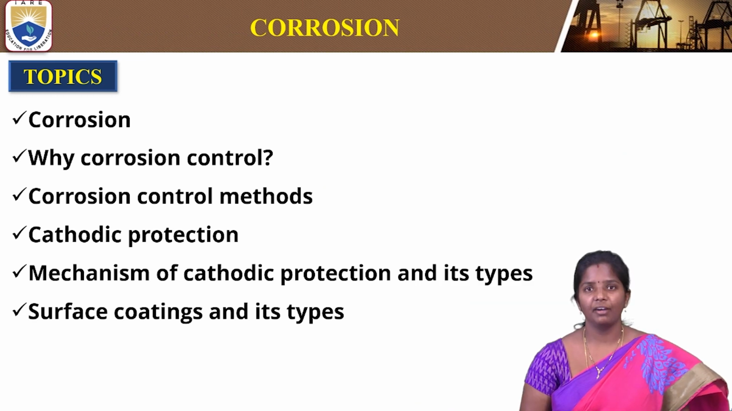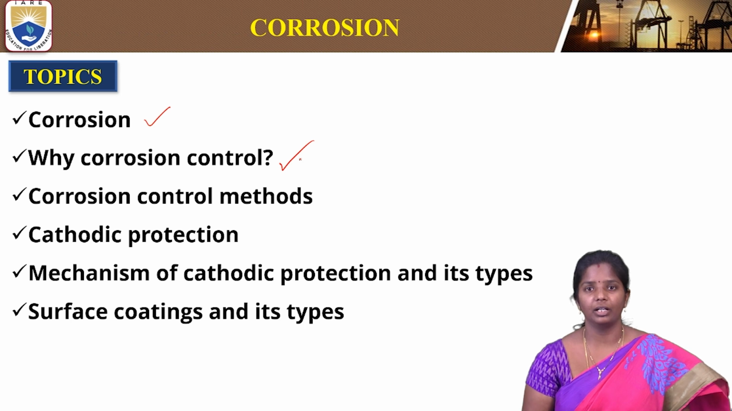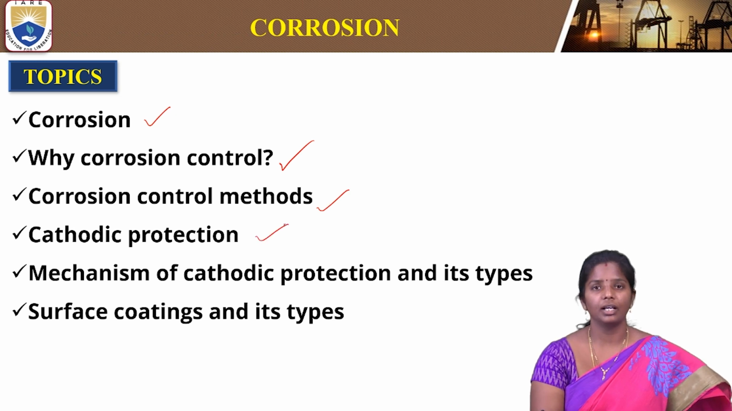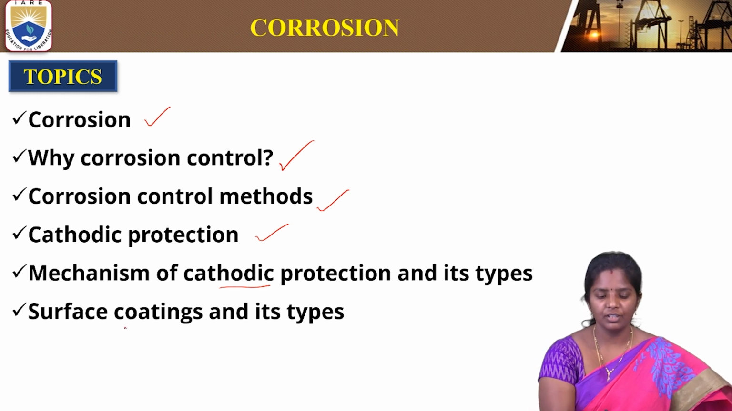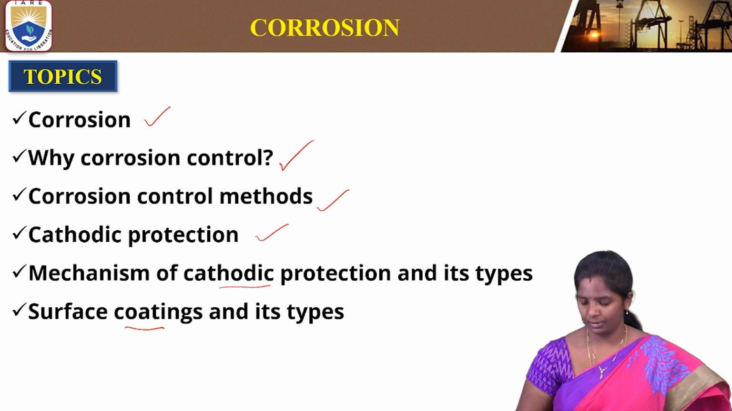Here are the topics. We will have a glance at what corrosion is, as we have seen in the previous session. Then why corrosion control is required for metals during industrial or daily applications, and what the different methods for controlling corrosion are, and in that, cathodic protection, the mechanism of cathodic protection and its types. Then surface coatings, which include organic coatings, inorganic coatings and metallic coatings. So we will go into detail one by one.